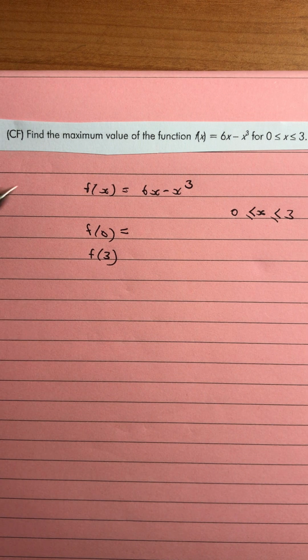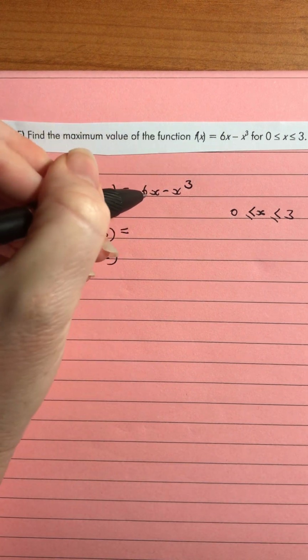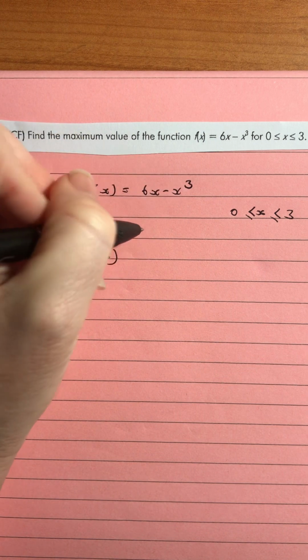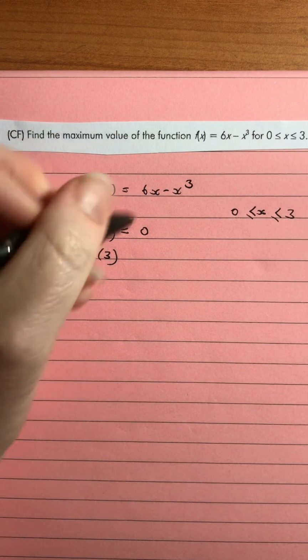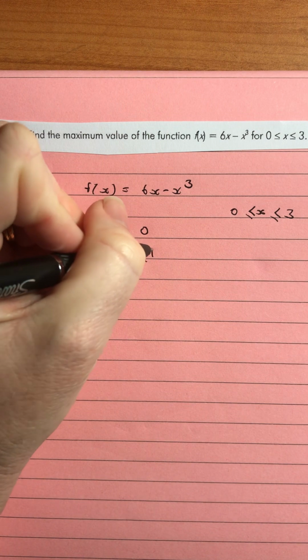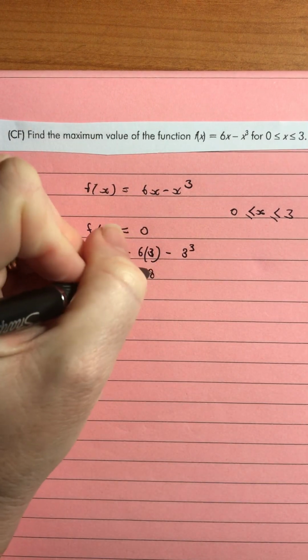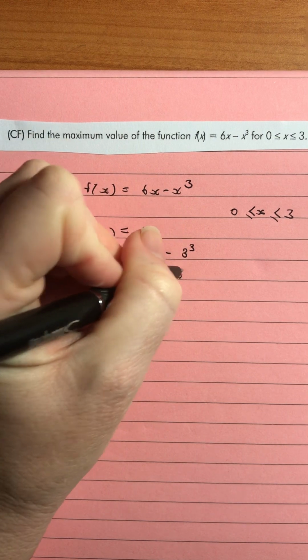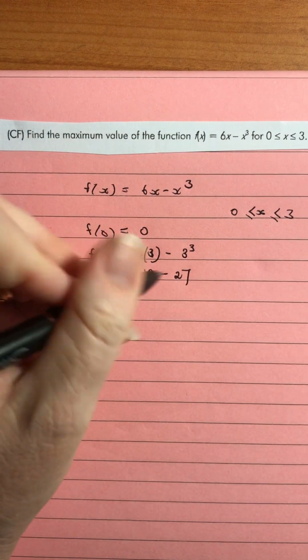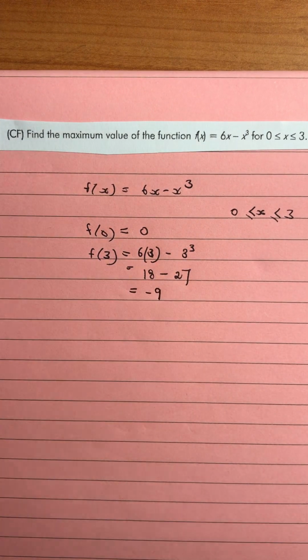end points are. So subbing in a 0, we get 6 times 0 is 0 minus 0 cubed, so that's just going to be 0. Subbing in 3, we've got 6 times 3 minus 3 cubed. 6 times 3 is 18. Take 3 cubed is 27. And then 18 take 27 is going to be negative 9. So those two are probably not going to be our maximum values.